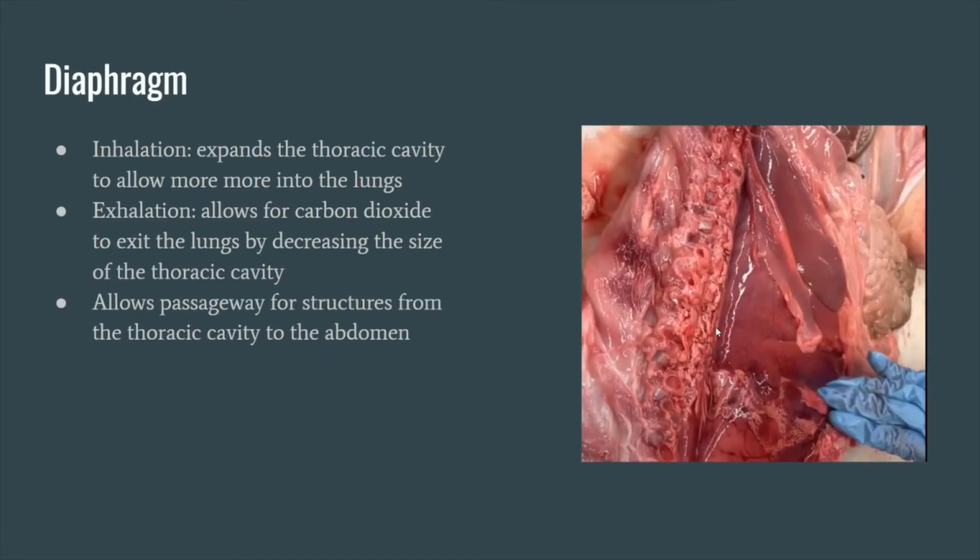So the diaphragm is the main muscle of respiration. When inhaling, it expands the volume of the thoracic cavity to allow more air into the lungs, and exhaling, it decreases the volume to get air out. It also allows passageway for structures from the thoracic cavity to the abdomen, as seen here.